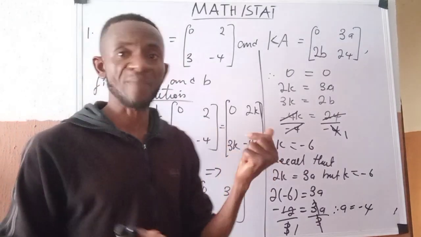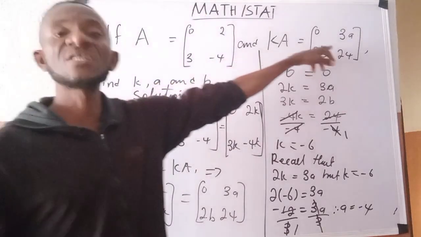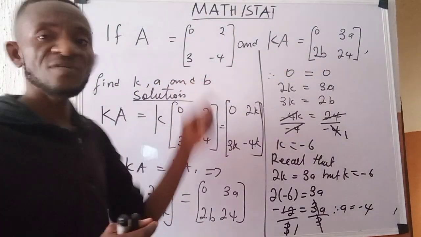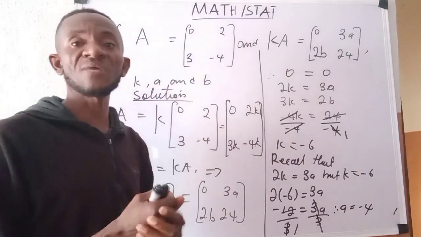As a way of refreshing your mind, they say if A is given as this and the other matrix is given as this, we should find the value of all these parameters: k, a, and b. Or I can even call them variables.